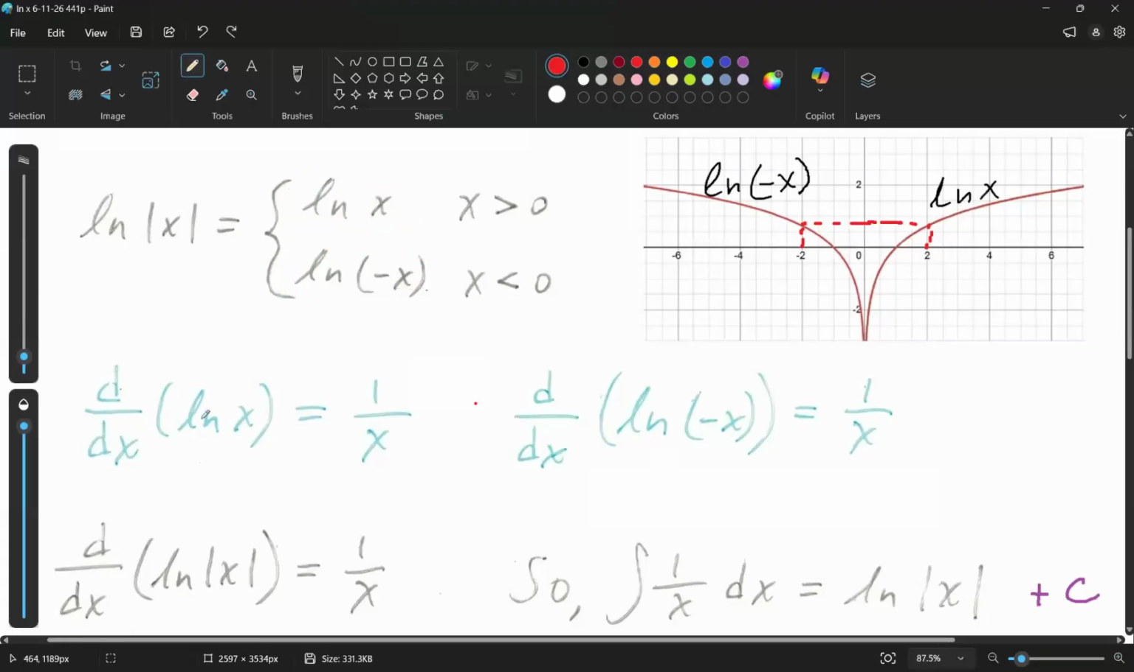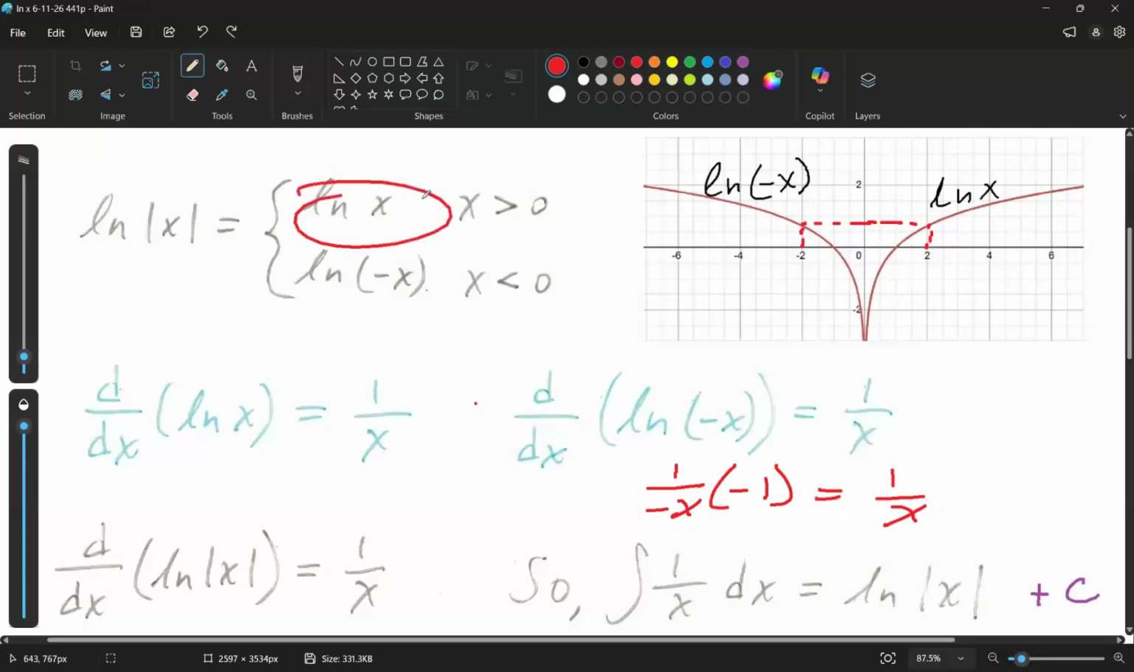Now let's take the derivative of this and this both. If you're watching this video, you know that the derivative of ln of x is 1 over x. If we take the derivative of ln of negative x, then by the chain rule, it would be 1 over negative x times the derivative of the inside function. It's still going to give us 1 over x. It's the same for both of them.